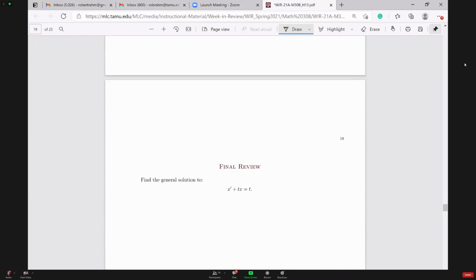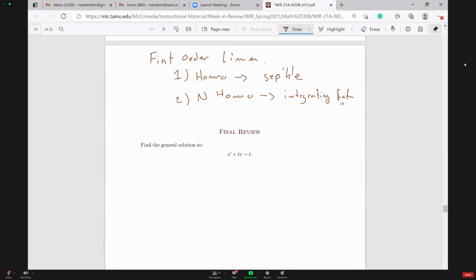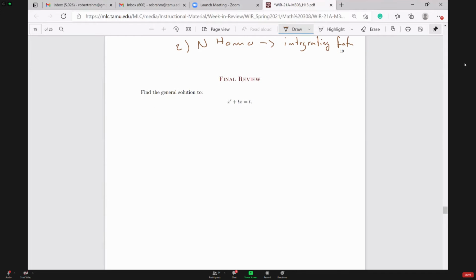So let's go here. All right, x prime plus tx is equal to t. Okay, this is a first order linear equation. When we have a first order linear equation, there's kind of two things we can do. If it's homogeneous, we can write it as a separable equation. If it's not homogeneous, we can use integrating factors. Okay, so this is a first order linear non-homogeneous equation. So we're going to use integrating factors. That's one way to solve it. There are other ways to solve it, but we're going to use integrating factors.